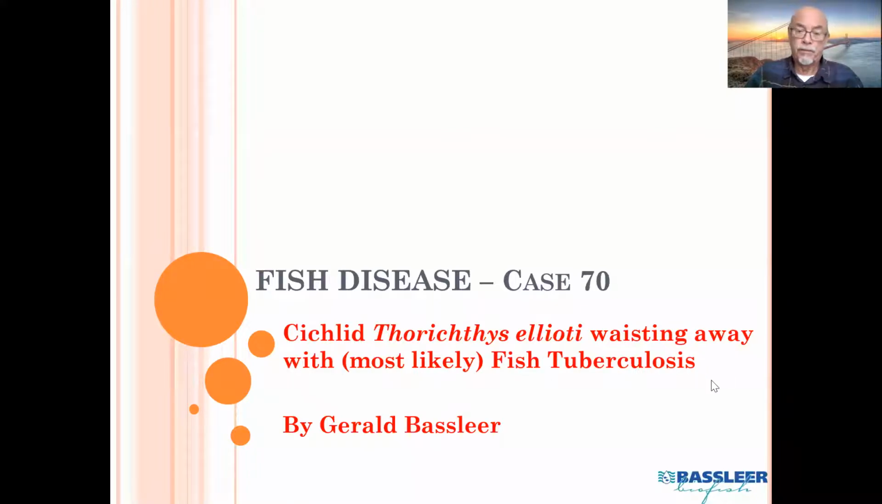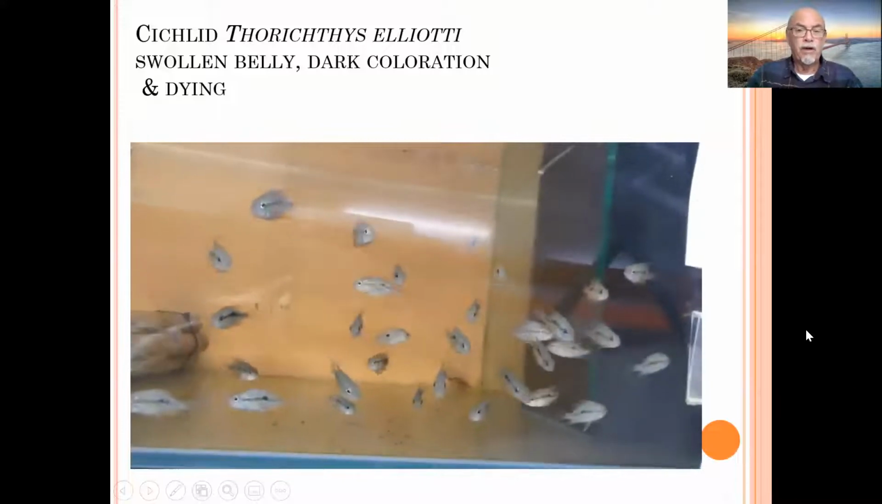Yes, I have presented a few cases on fish diseases with cichlids, and this one is about a Thorichthys ellioti, which is a Central American cichlid that was wasting away, most likely fish tuberculosis. That's what we suspected, and I will share my conclusions from diagnosing the fish.